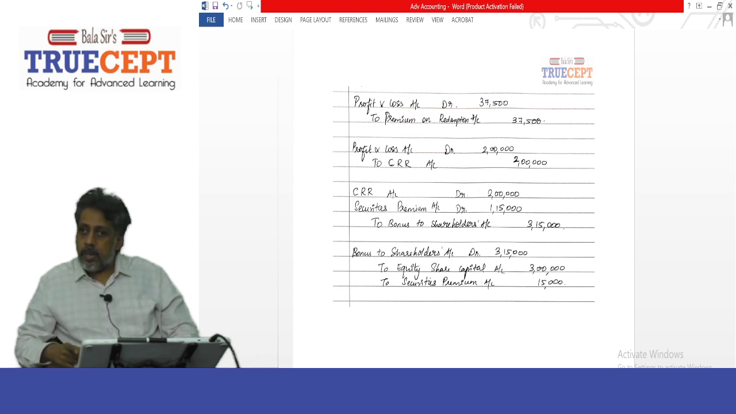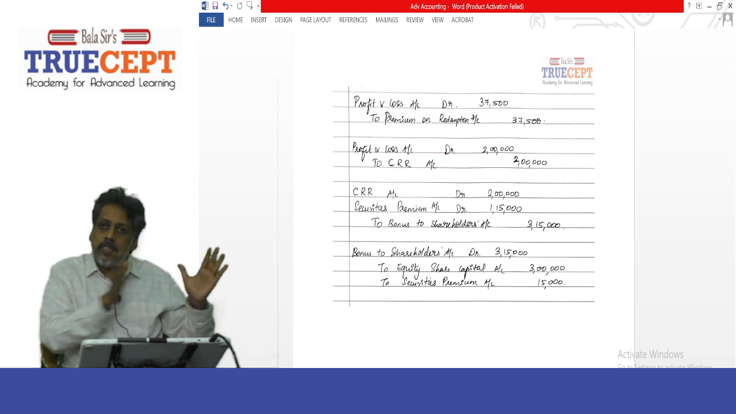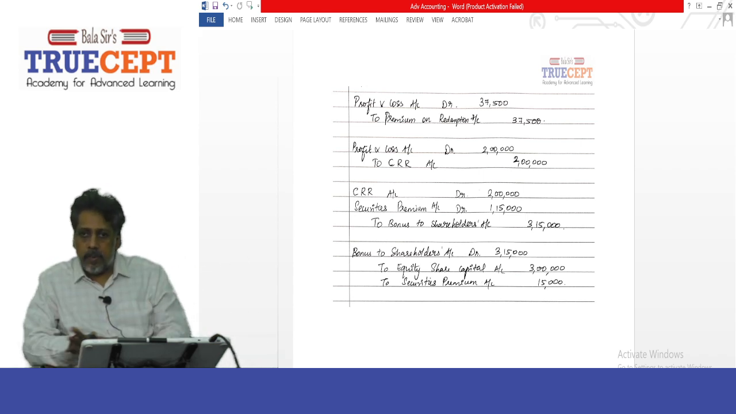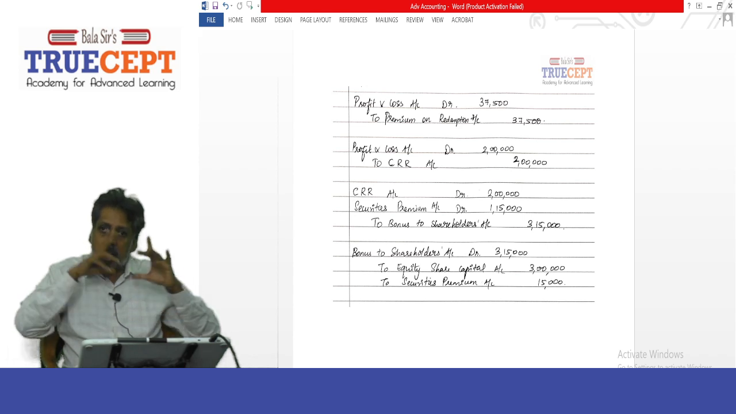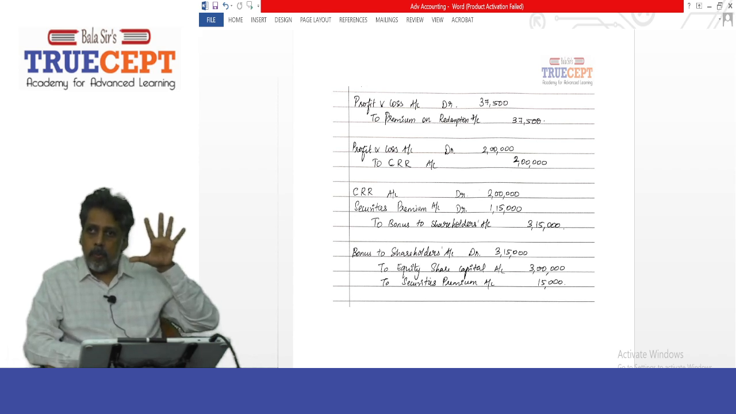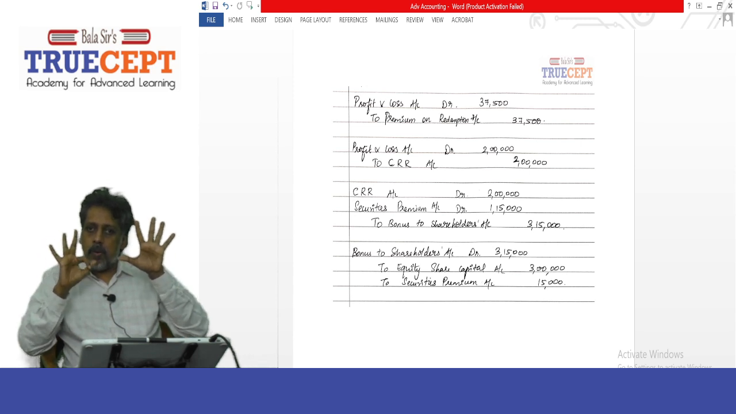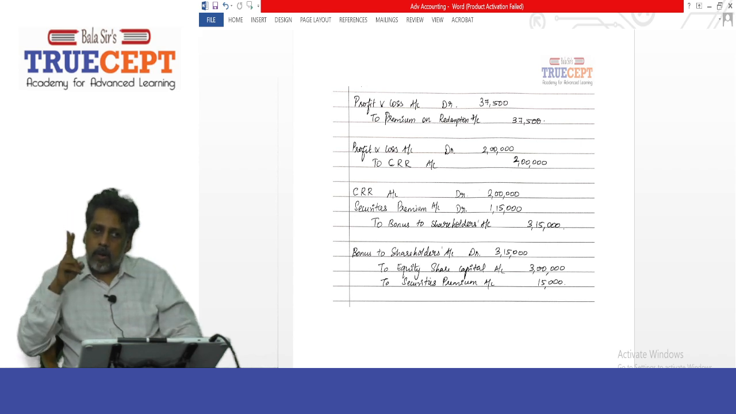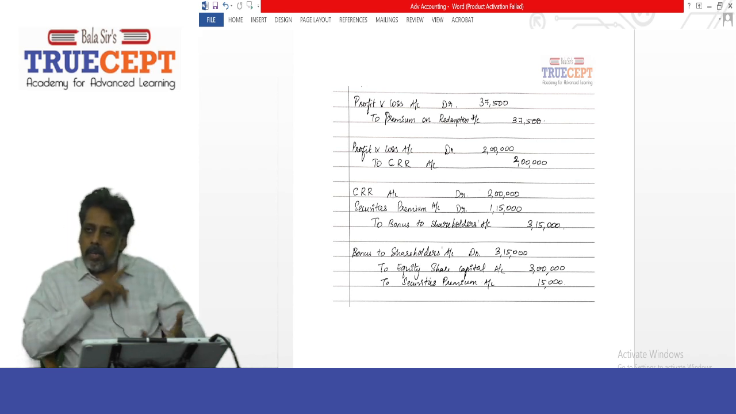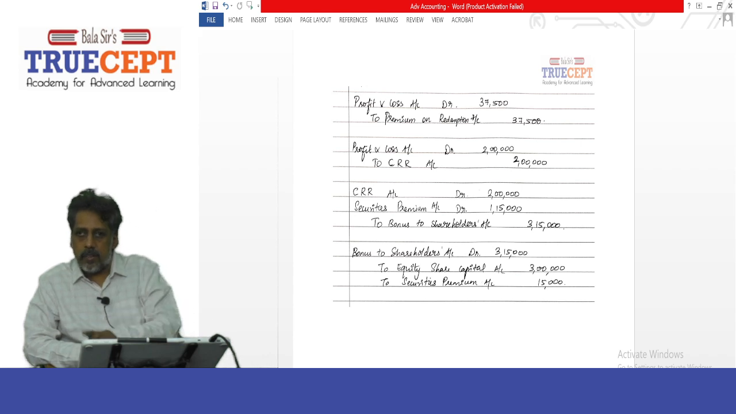Now you all know this. We have to transfer to CRR whenever preference shares are redeemed, right? What is the amount to be transferred to CRR? The nominal value of shares redeemed is 5 lakh rupees. And what is the fresh issue? 3 lakh. Do not consider the premium on fresh issue, right? Take the proceeds excluding premium. What is the net amount? 2 lakh is the amount to be transferred to CRR. Again, use the balance in your profit and loss, general reserve or any other free reserve.